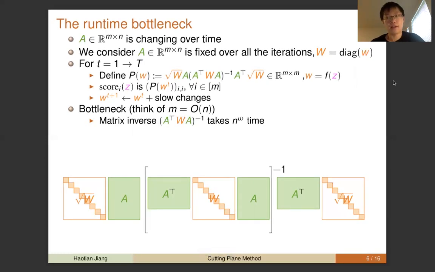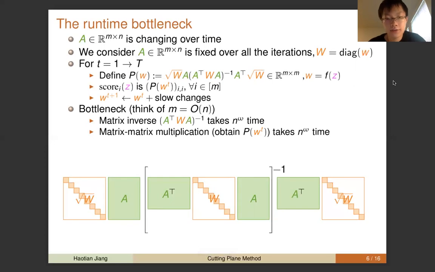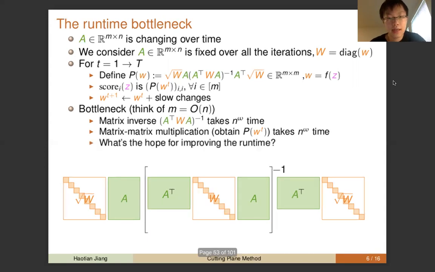The bottleneck of Vaidya's algorithm is to compute this projection matrix P_W. Inverting the matrix in the middle, A transpose WA, already takes n to the omega time. And given this matrix, A transpose WA inverse, the product of this inverse with A and A transpose on the left and right also takes n to the omega time. That's precisely the reason why Vaidya gets n to the omega plus 1 times log kappa, because in each iteration one needs to pay n to the omega time, and there are n log kappa iterations overall.